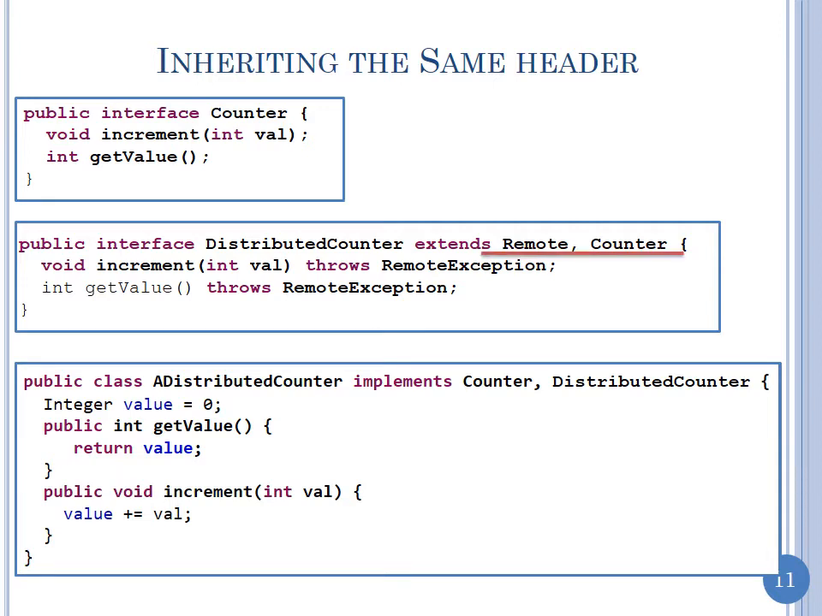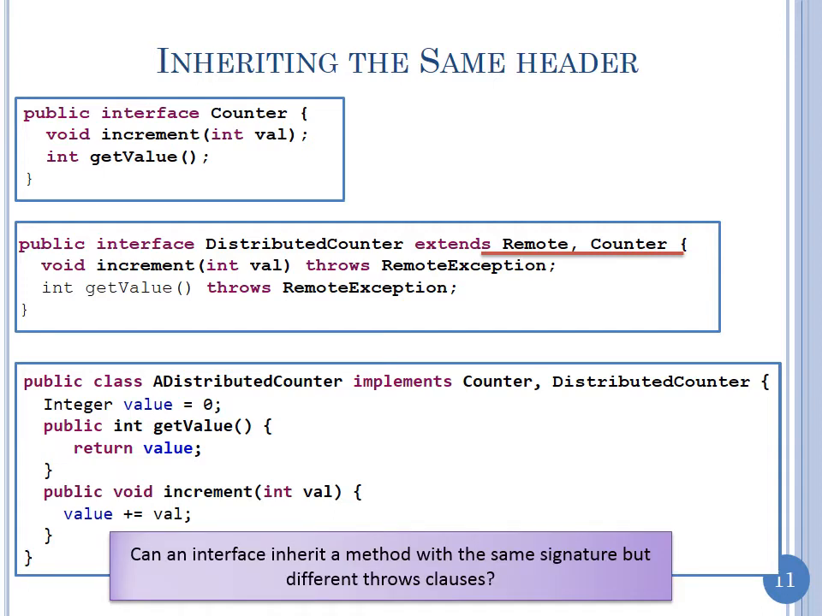Okay, so we have now distributed counter extending not only remote but counter. This is what we really like to have. Okay, and increment in distributed counter is duplicating the increment in counter, except it's not quite duplicating. It's duplicating the signature but not the exception. So this is not so stupid. Okay, this is like overriding, if you will. So can an interface inherit a method with the same header but different throws clauses? That is the question.